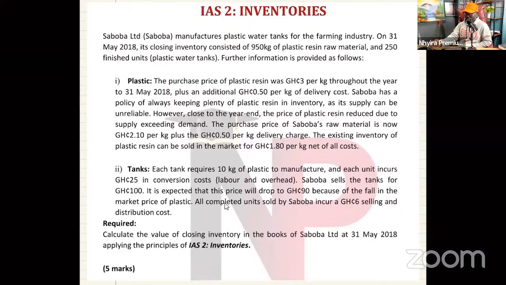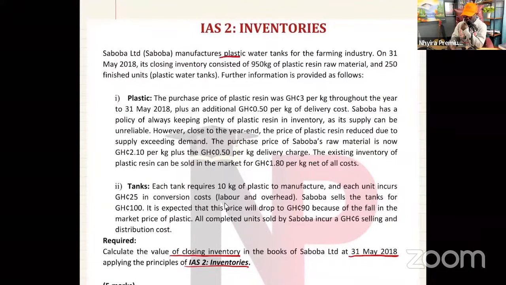What is the requirement here? It says: calculate the value of closing inventory in the books of Saboba Limited at 31st May 2018, applying the principles of IAS 2 Inventories. Okay, let's see what we got. Please follow me carefully and don't get lost. Saboba Limited manufactures plastic water tanks for the farming industry. So remember, the plastic water tank is the product they manufacture.